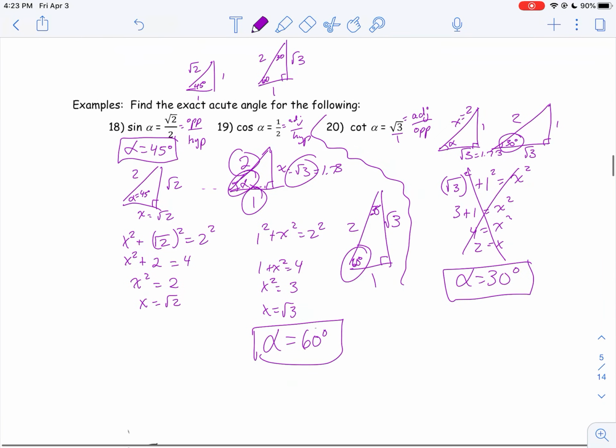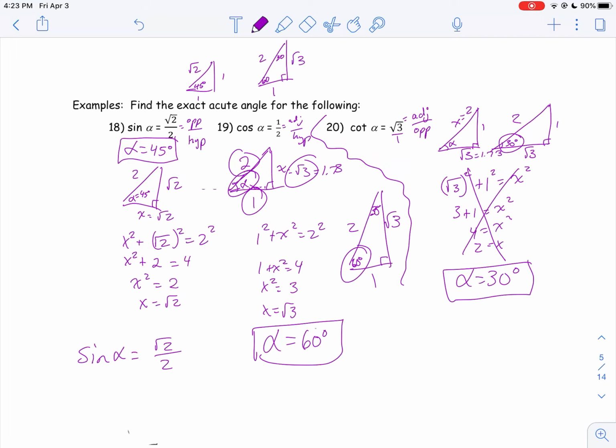So in this video, we took a look and we saw how when we have some ratios, we can work backwards to build the triangle to find the angles. Now, this won't happen for all ratios, but if it says find the exact acute angle, that's probably what they're getting at. Now, some of you are saying, well, I could just put that in my calculator, right?